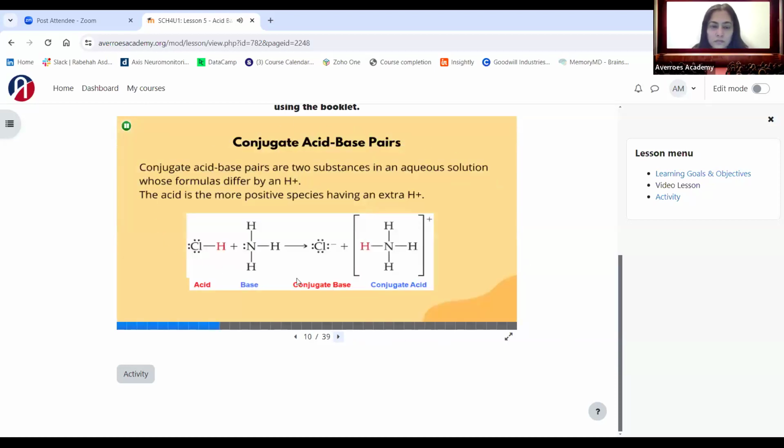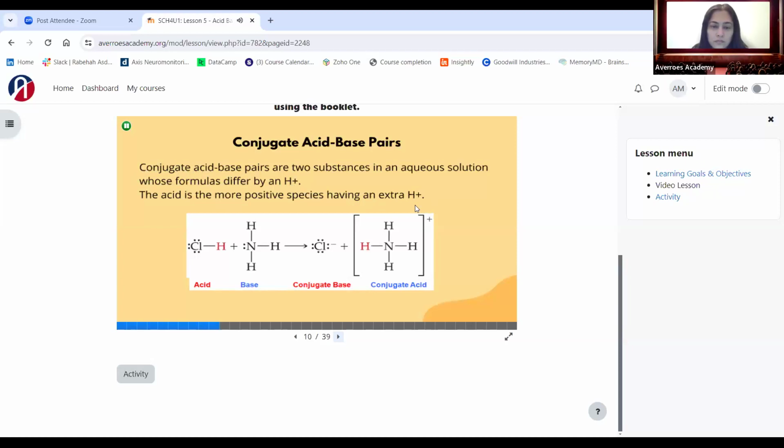And like I said, this is called a conjugate acid-base pair. We have a pair of substances whose molecular formulas differ by a single H plus ion, or a proton. So two substances in an aqueous solution whose formulas differ by an H plus. The acid is the more positive species having the extra H plus, right? Because acids are the ones that have the extra H plus and donate the H plus to the base.